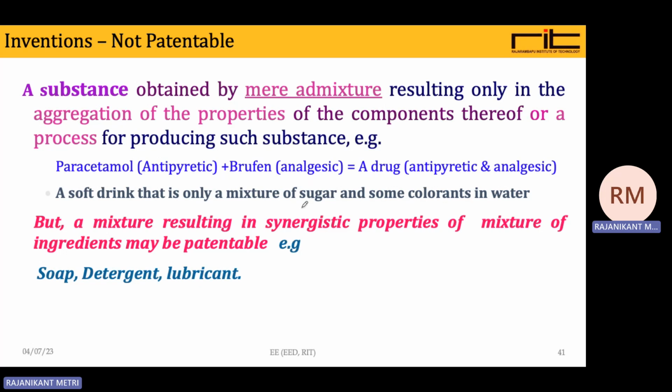A soft drink that is only a mixture of sugar and some colorants in water is not patentable, whereas a mixture resulting in synergetic properties of the ingredients may be patentable. So if you just add sugar and some colorants, then it is not patentable. If you add some synergic properties of the mixture of ingredients, that may be patentable. For example, soap, detergent, lubricant, these things can be patented.